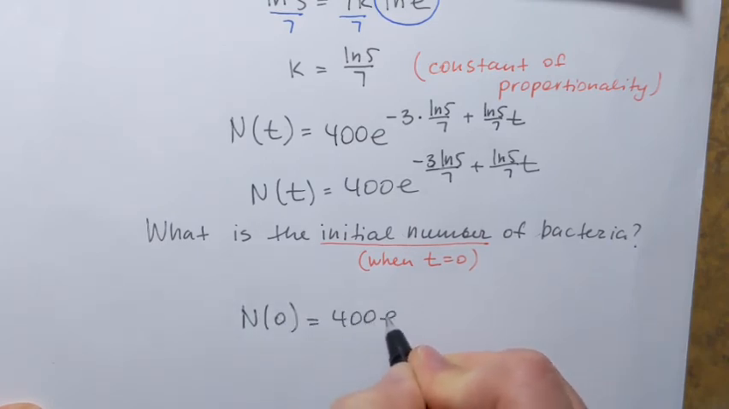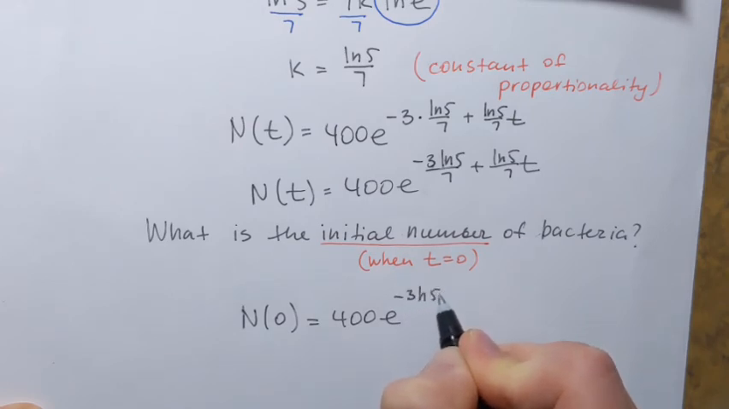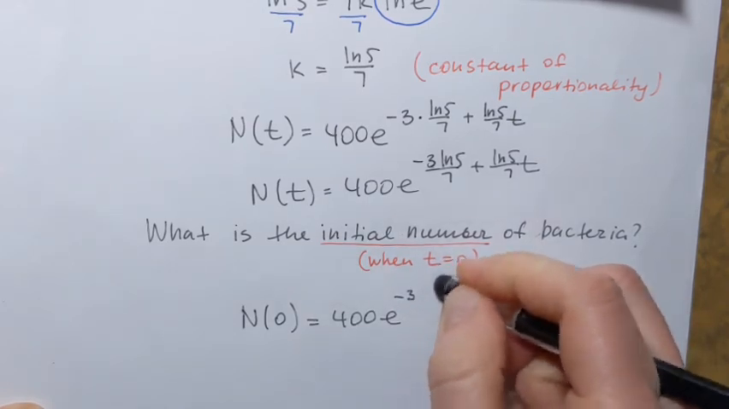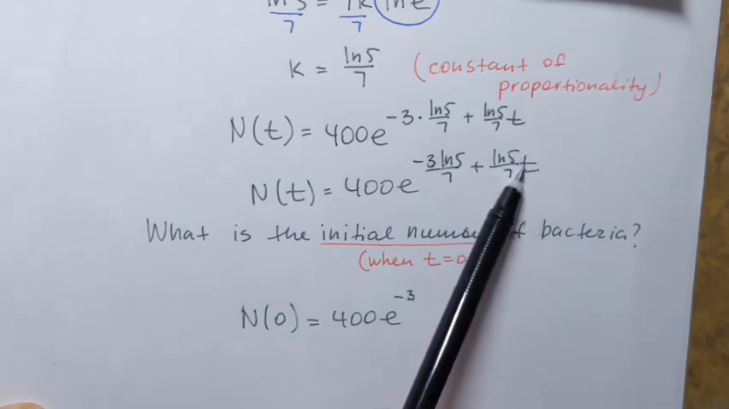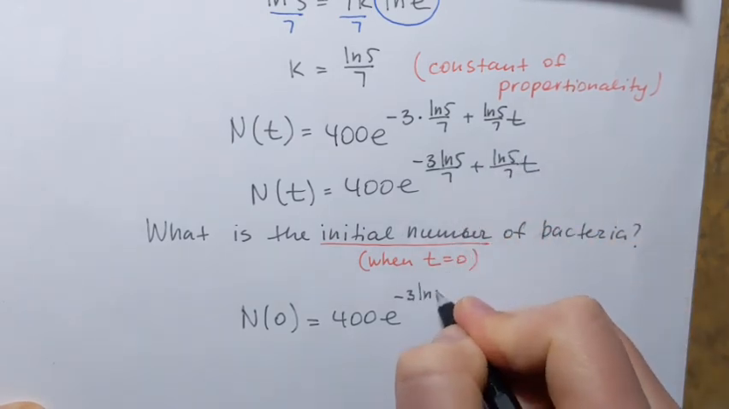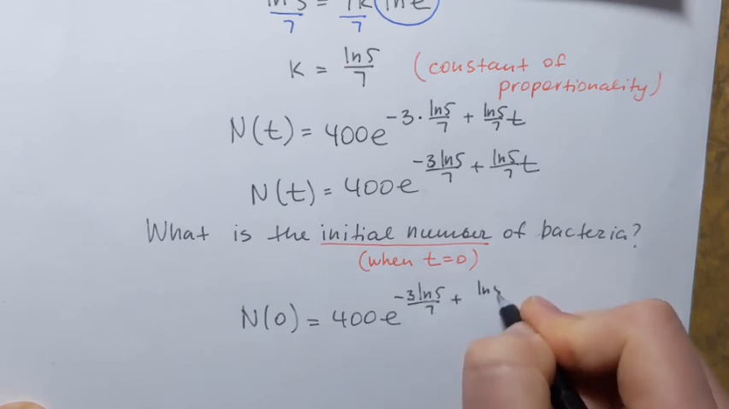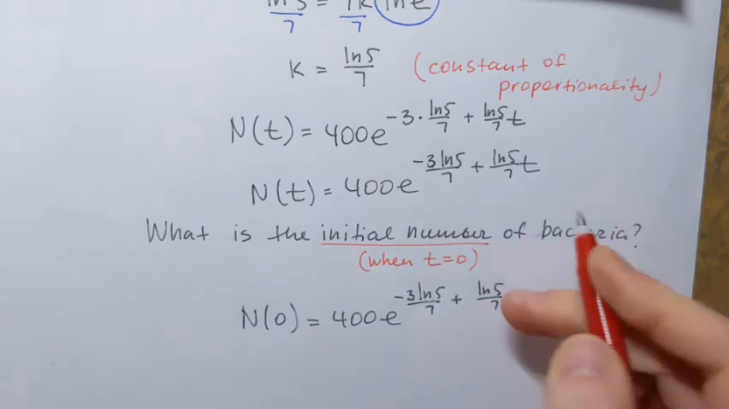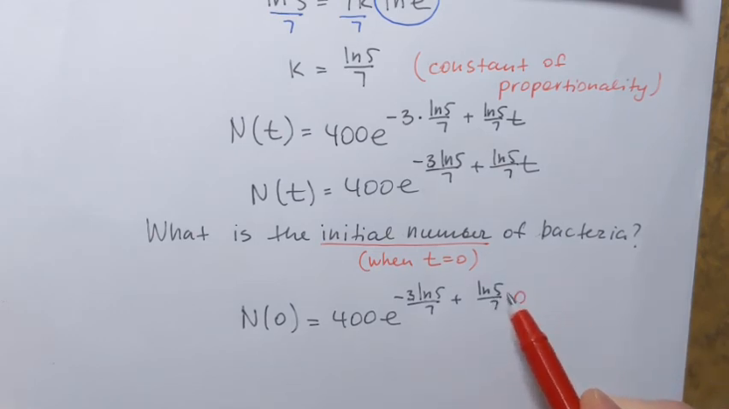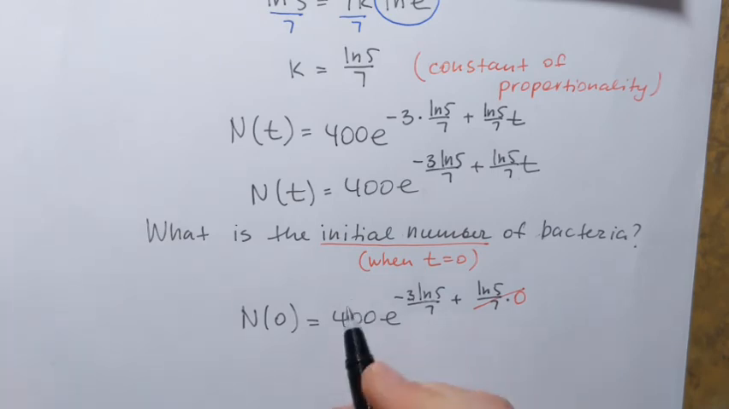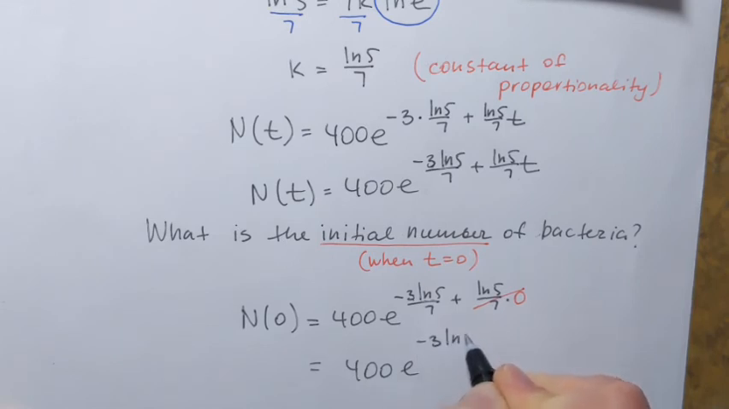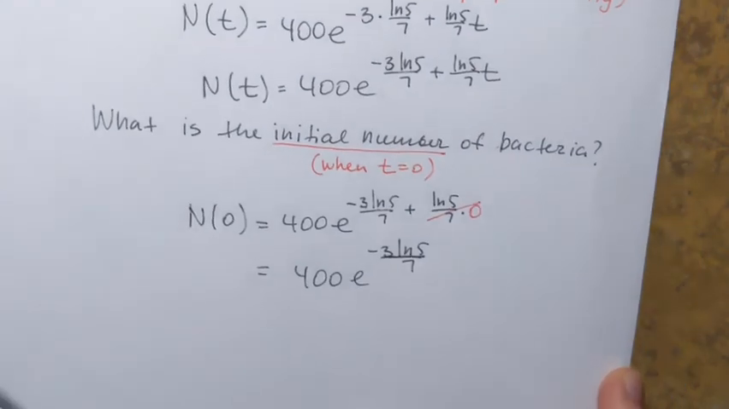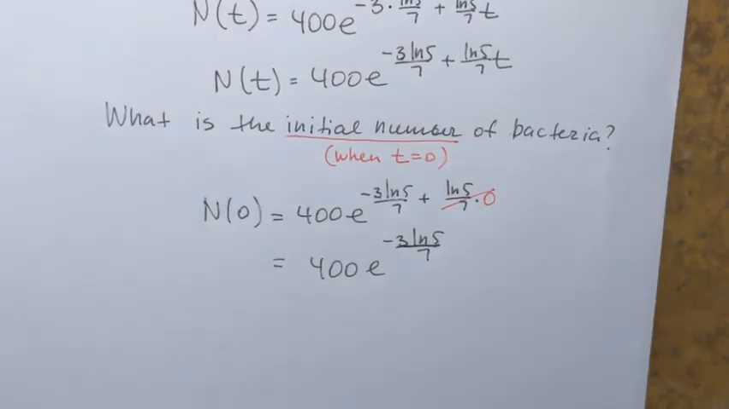And that's the same as plugging in 0 for t, which is right here, right? That's the only place where I have to put 0. Ln of 5 over 7 plus ln of 5 over 7 times 0, right? Well, since it's times 0, that term is gone, and I'm just left with 400 e to the power -3 ln of 5 over 7. Of course, I'm not able to calculate by hand, but I can use a calculator. So let me grab my calculator.